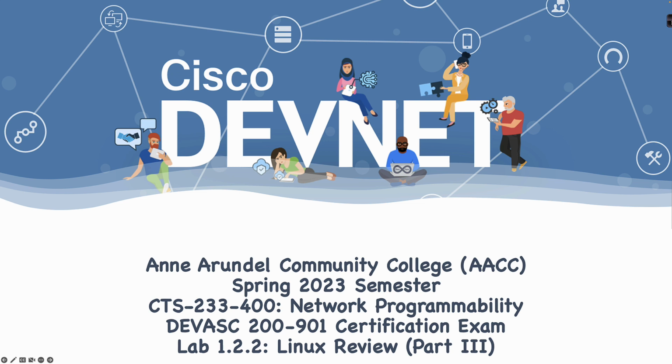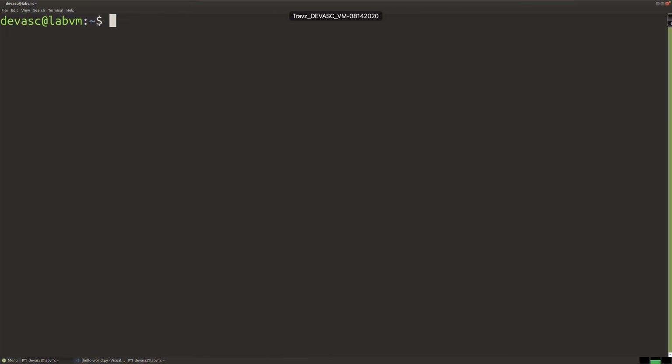Programmability course. This is the Cisco Networking Academy's DEVASC 200-901 Certification Exam Preparation course, and in this lab we're going to be taking our next look at Linux from the CLI perspective. So we're looking at Part 3 of Lab 1.2.2. And so we're going to pick up right where we left off here.